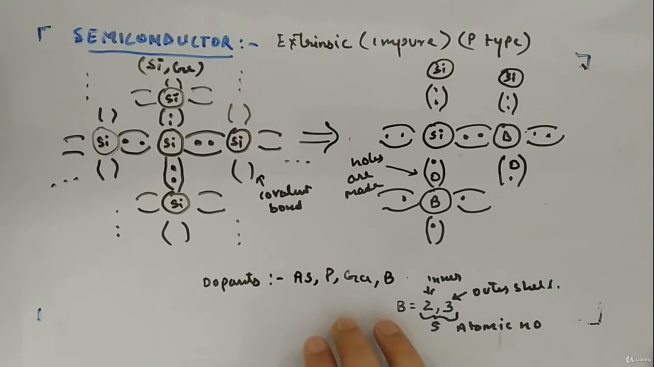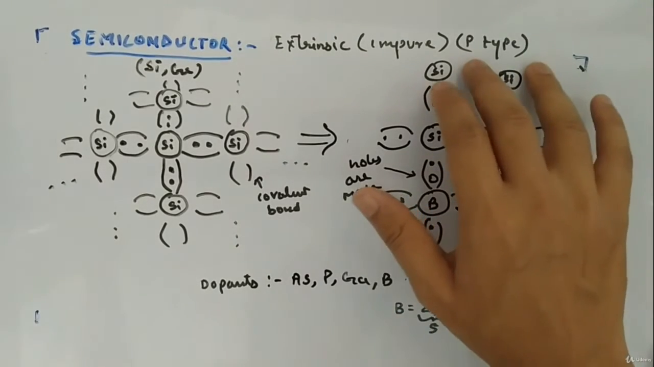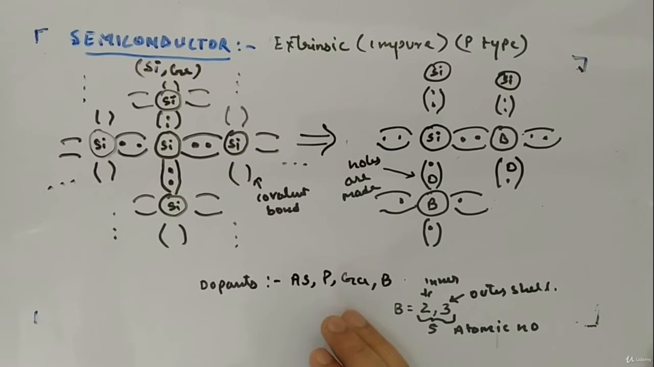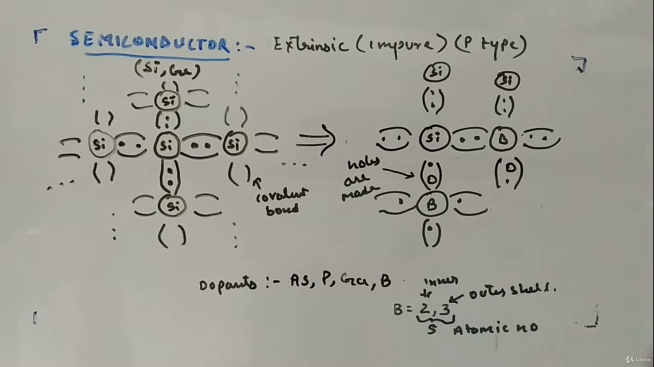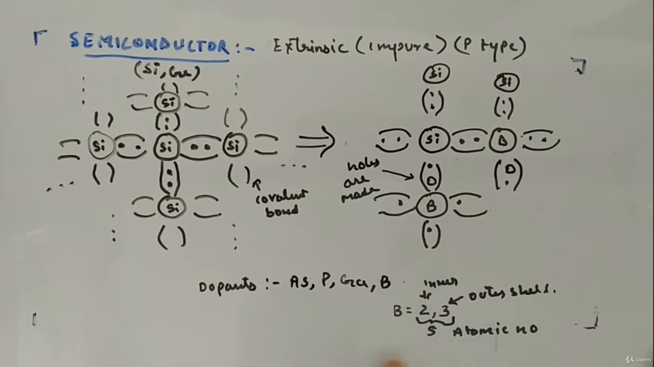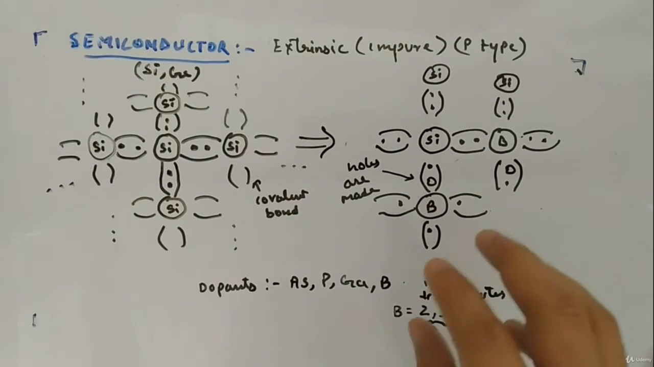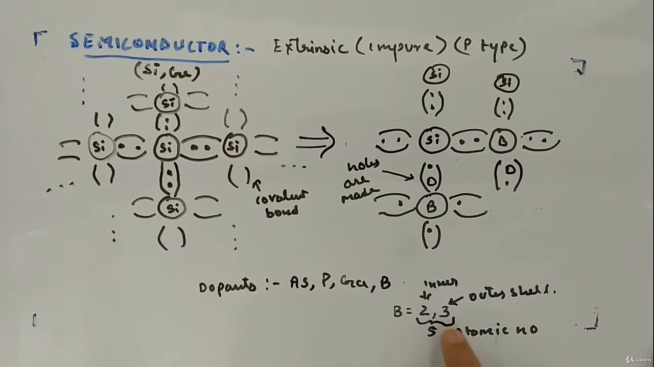And we will use those elements for making p-type semiconductor, which will have electron deficiency in their outermost shell, in their atomic structure. So let's say boron is one example for making p-type semiconductor. If you take boron, its atomic number is 5: hydrogen, helium, lithium, beryllium, boron. So in the inner shell 2 electrons will be filled, and in the outer shell 3 electrons will be filled.